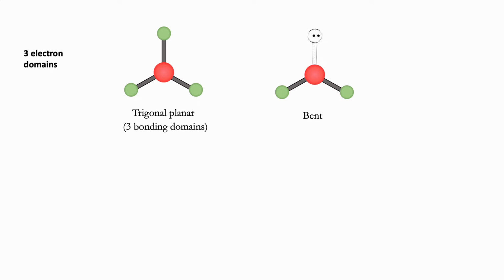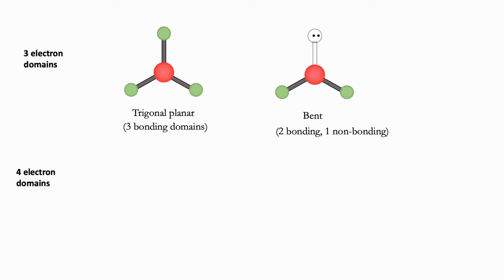And the reason I haven't talked about two electron domains is because if you have two electron domains and one of them is a non-bonding pair, you only have one thing actually bonded. It's not really a central atom then, and so we don't determine the geometry for that.